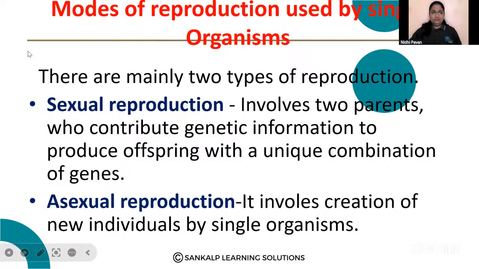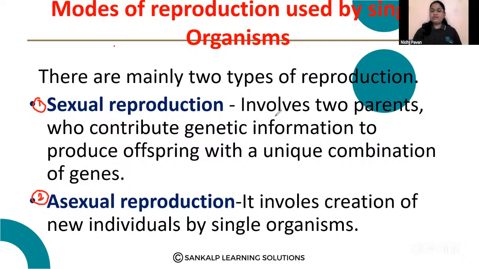Then we have modes of reproduction. Modes means types of reproduction. So there are mainly 2 types of reproduction. The first one is sexual reproduction. The second one is asexual reproduction.